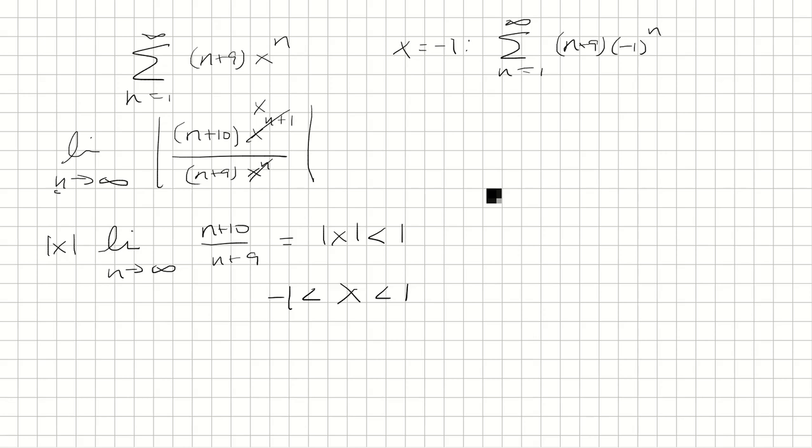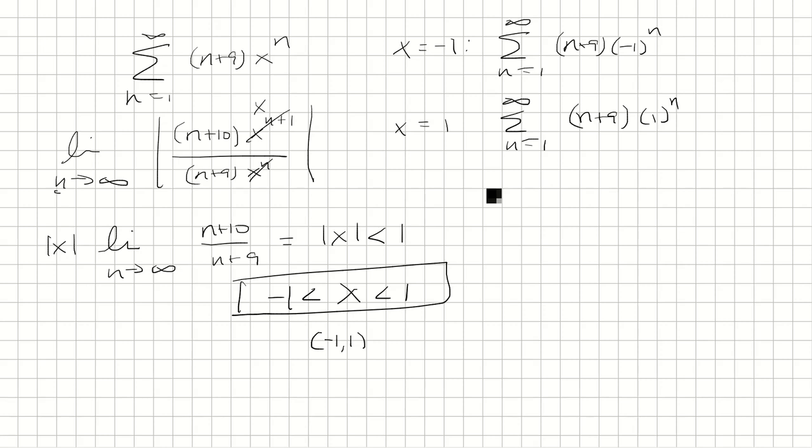If we take the limit of this, the limit goes to positive and negative infinity, oscillating, so it diverges. And then if x equals 1, we have the sum from n equals 1 to infinity, (n+9) times 1 to the nth power. 1 to the nth is just 1, and then this limit goes to infinity, so that diverges as well. So x has to be between -1 and 1, or in other words, like this.